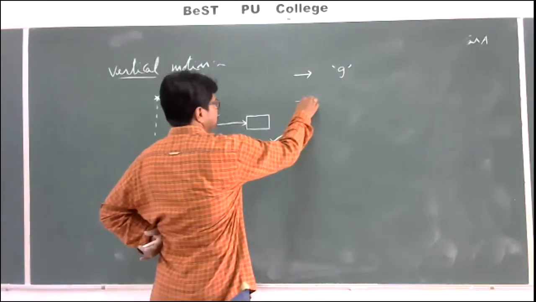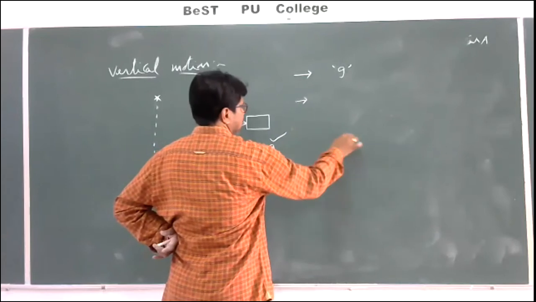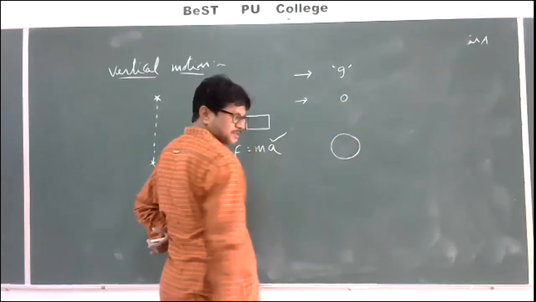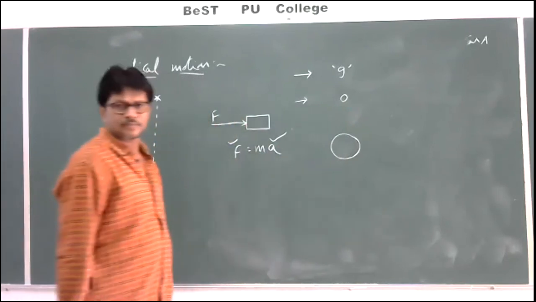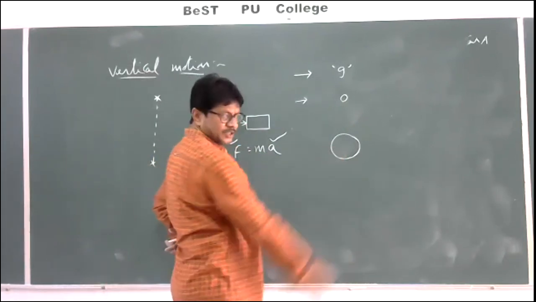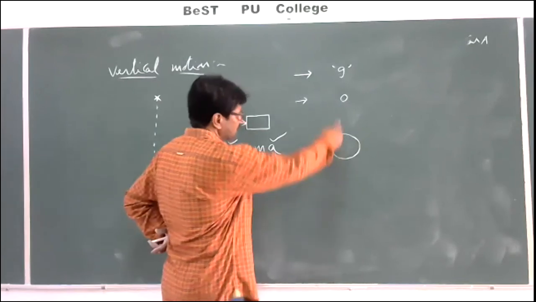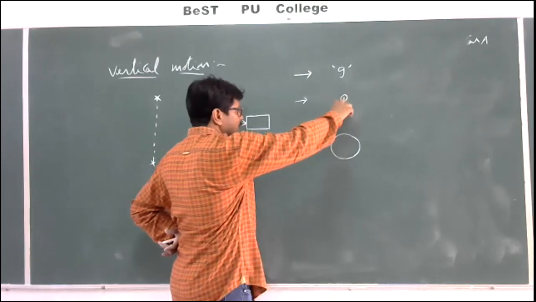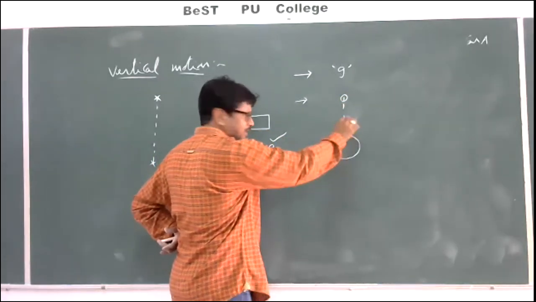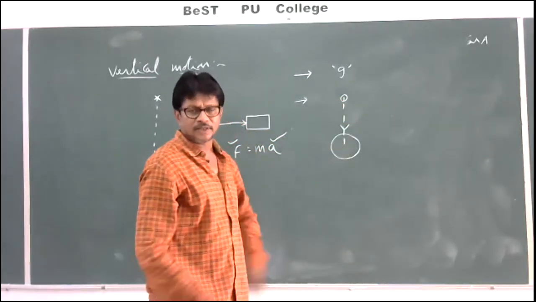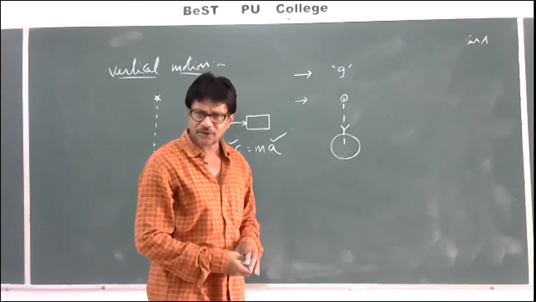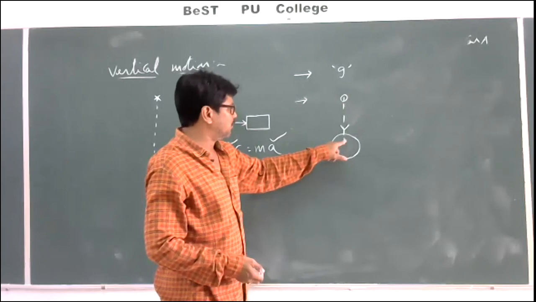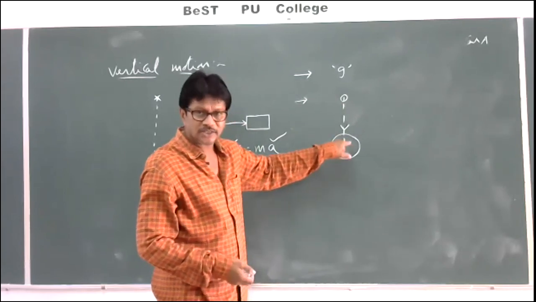So here, this is the earth. If you drop a body like this, if this is the earth, see the board, definitely the body will get acceleration in this direction. Then what is the direction of acceleration due to gravity? The direction of acceleration due to gravity will always be towards the center of the earth.